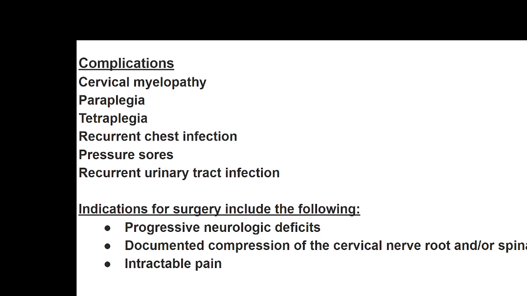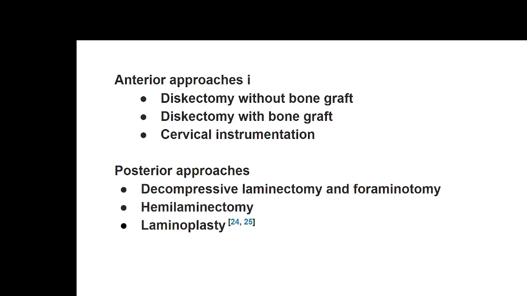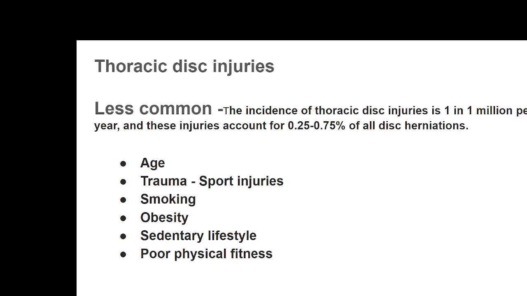Indications for the surgery would be if there is a progressive neurological deficit, or there is a compression of the cervical nerve root which is obviously visible, or if the patient is having intractable pain. And the surgical treatment could be of different sorts, either the anterior approach or the posterior approach. Of course, that detail is not necessary. The last part of the discussion will be thoracic disc injuries.